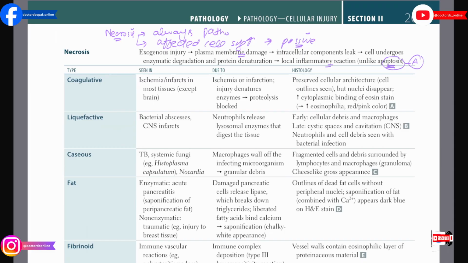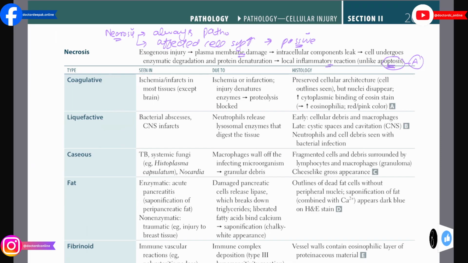So this is the major basic difference between necrosis and apoptosis. Now let's discuss the different types of necrosis, and I will explain everything according to your exam. Please try to remember only the information which is explained to you, because for your USMLE exam you don't need to memorize everything from Robbins, you don't need to memorize everything from Pathoma, you just have to make your concept clear.